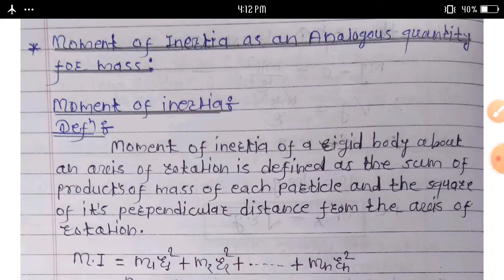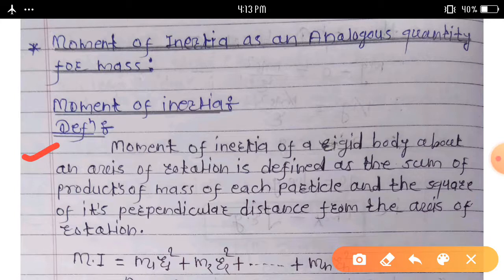Today we'll learn a new topic, moment of inertia as an analogous quantity for a mass. Firstly, we discuss the definition of a moment of inertia. What do you mean by moment of inertia? See this definition.